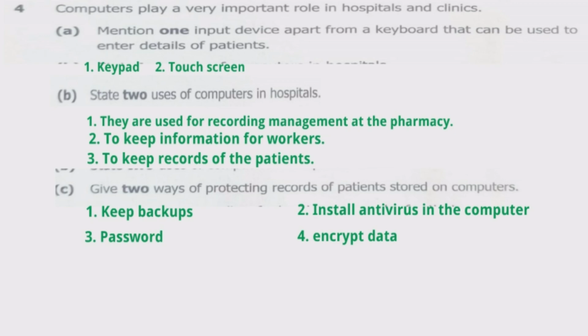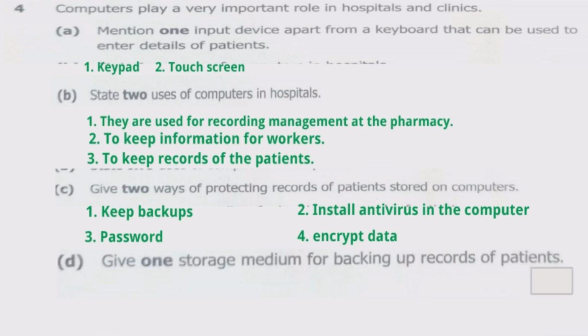We come to question 4D. Question 4D is as follows. Give one storage medium for backing up records of patients.